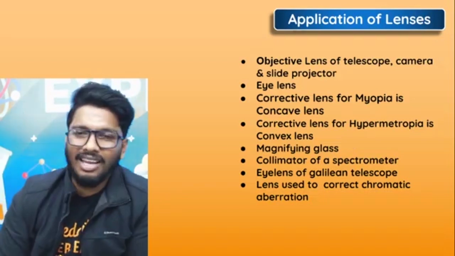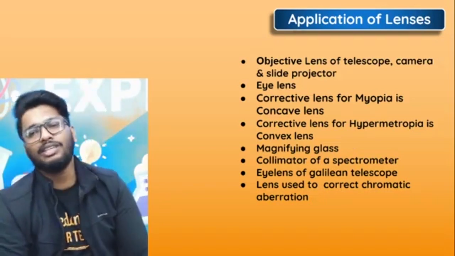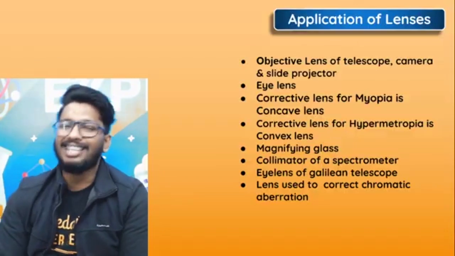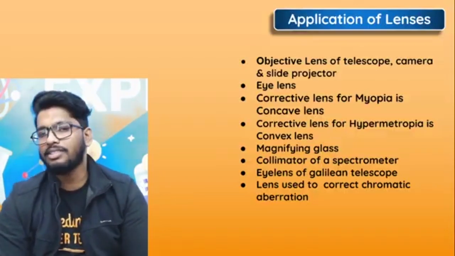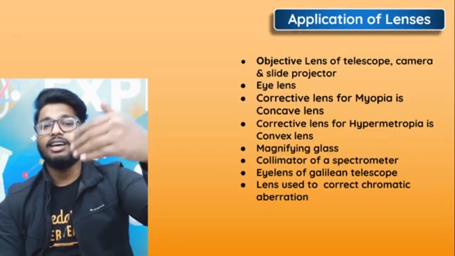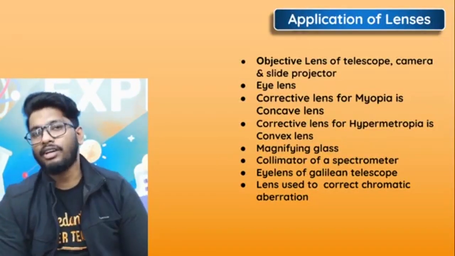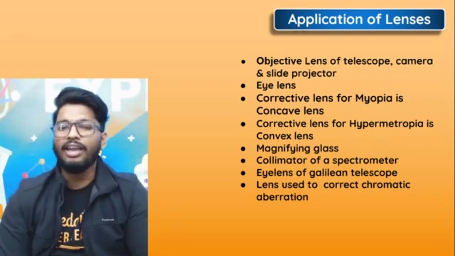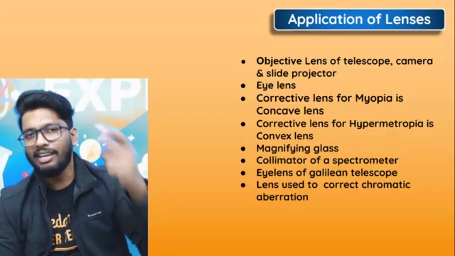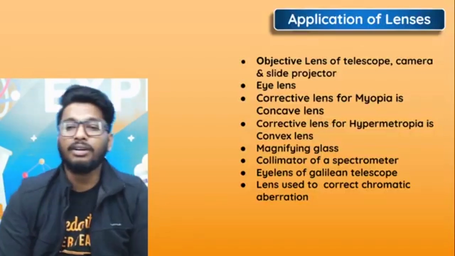So what are the applications of lenses? Objective lenses are used in your telescopes, cameras, slide projectors, and all of that. We use lenses. It could be a combination of both concave and convex lenses. Eye lenses for correction of myopia is a concave lens. Like I told you, nearsightedness, you can see what is nearby, but you can't see what's far away. So use a concave lens for that. So the power is going to be negative over there.